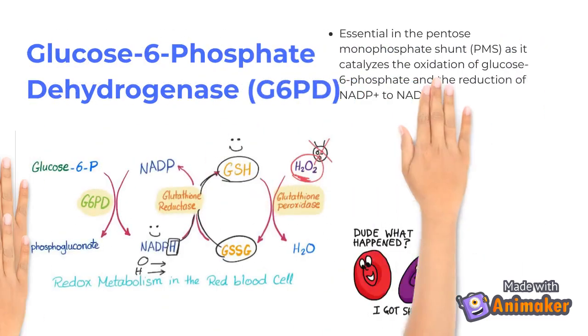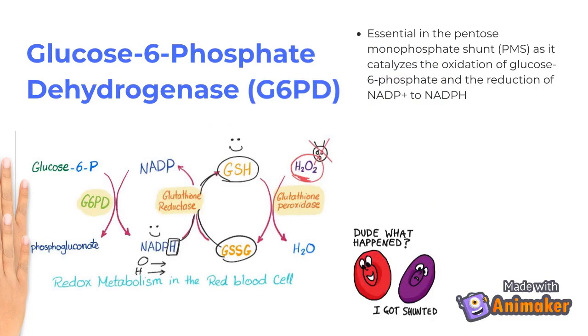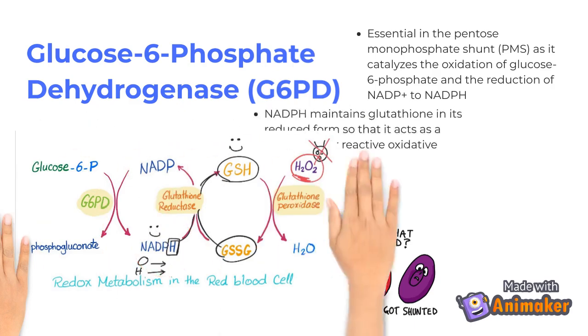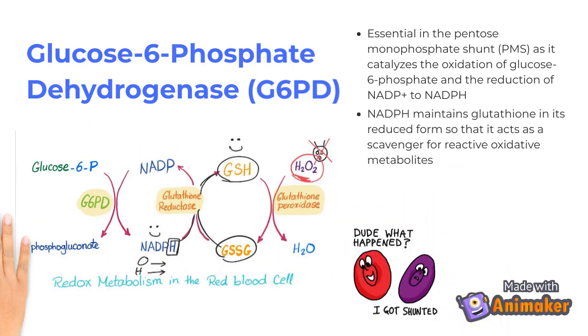The G6PD enzyme is essential in the pentose monophosphate shunt as it catalyzes the oxidation of glucose-6-phosphate and the reduction of NADP+ to NADPH. NADPH maintains glutathione, an antioxidant produced by our body, in its reduced form. Reduced glutathione acts as a scavenger for reactive oxidative metabolites to protect the red blood cells from oxidative stress.